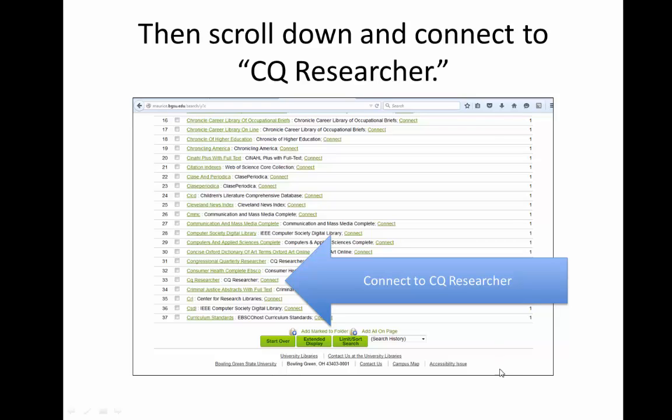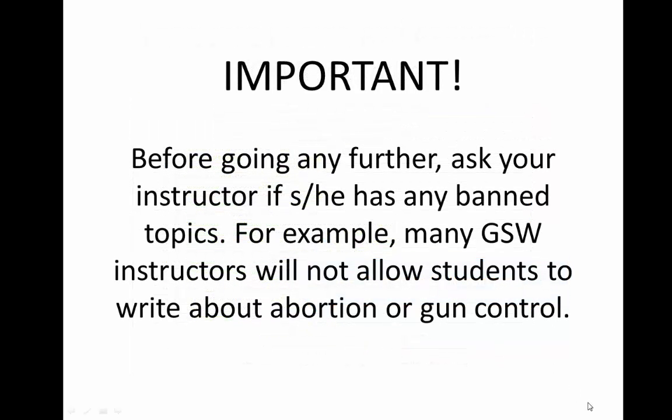Now, there are obviously lots of databases within the BGSU library system, and there are lots of topics that can be gleaned from within those databases. So it's really important that before you go much further in this particular process, you ask your instructor if he or she has any banned topics. For example, in my GSW classes and in many others, we don't let you write about topics that we feel are very overdone, with which there's little to add to the debate. I don't allow my students to write about abortion or gun control.